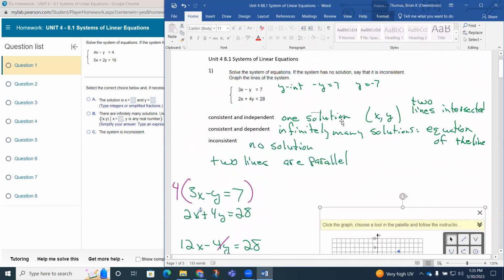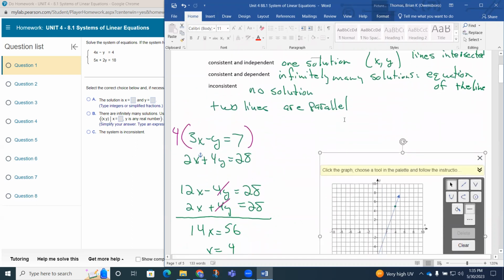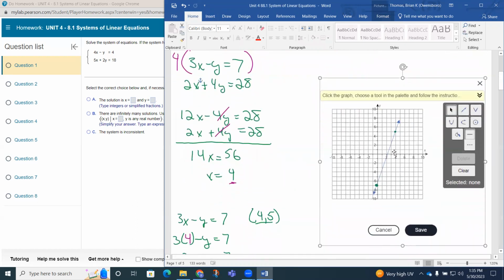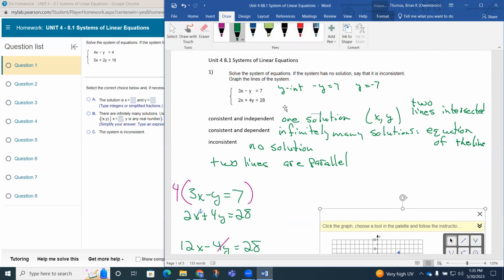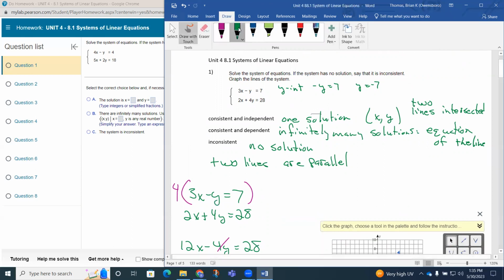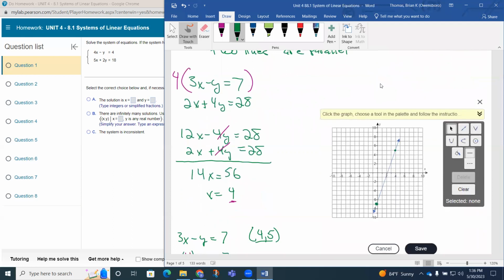The second line, what I could do again is graph the point 4, 5. So all I have to do is plot one more point. Again, if I want to find the y-intercept, I'd be setting x equal to 0. So if I set x equal to 0, this term falls out, and I have 4y equals 28. So y would equal 7. So the other y-intercept would be 7. So that would be up here. So the second line should go across there.